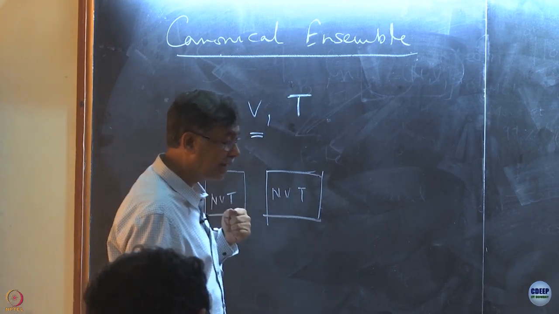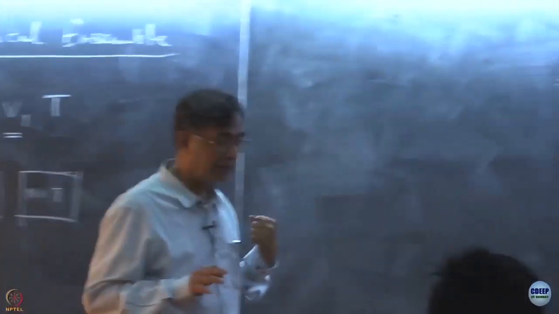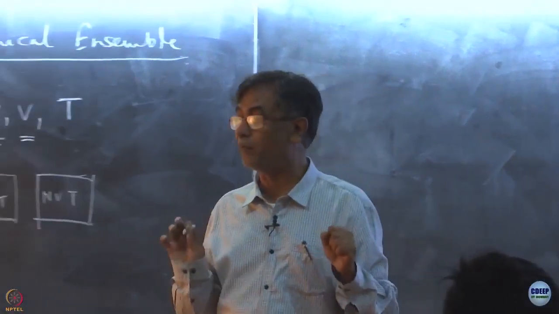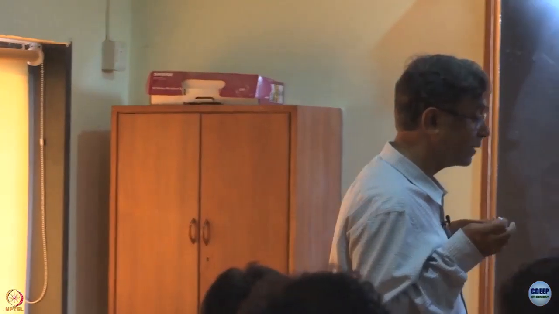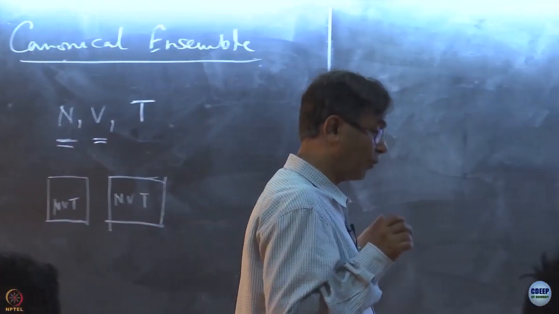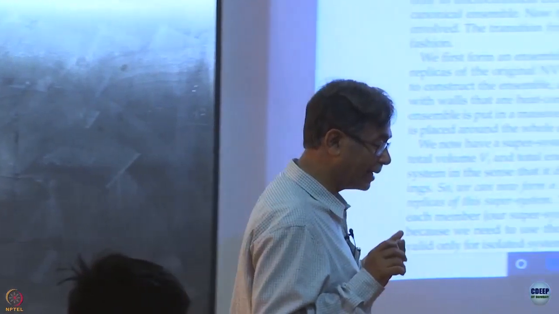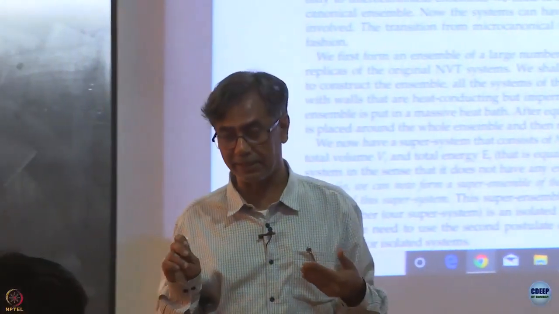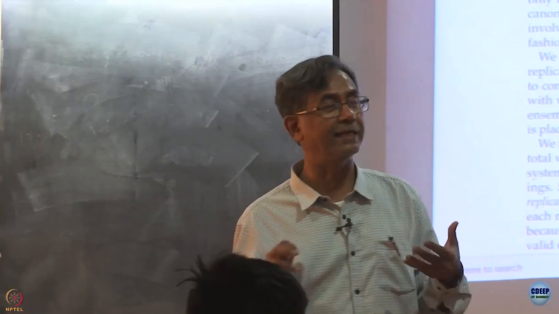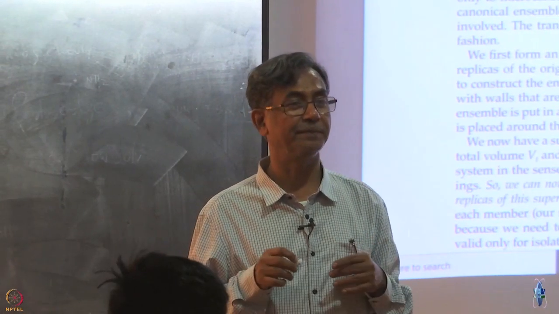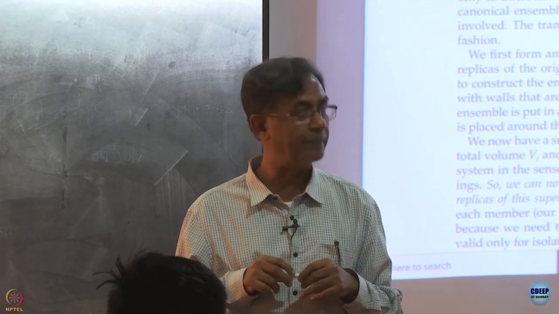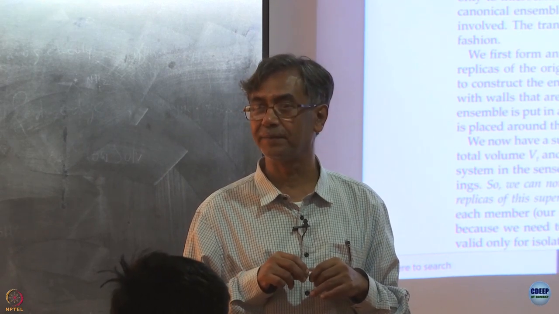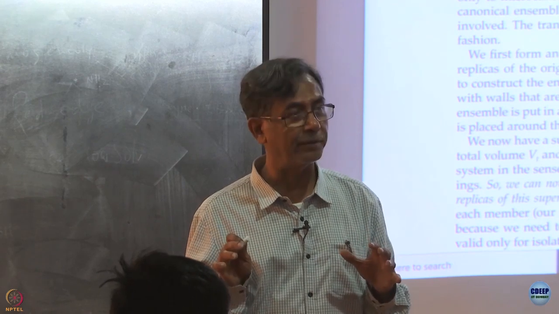Now, how did Gibbs do the calculation? Let me first ask you one thing. We grew up with the conservation of energy and constant energy, but we let it go and replace it by a constant temperature. What is the change in the microscopic state of the system? Yes, absolutely. It can have many different energies. So conservation of energy is gone.